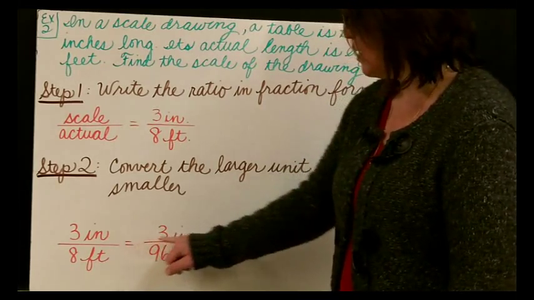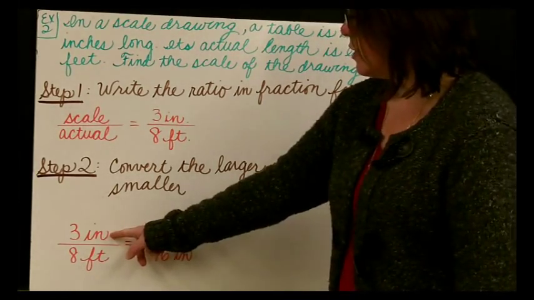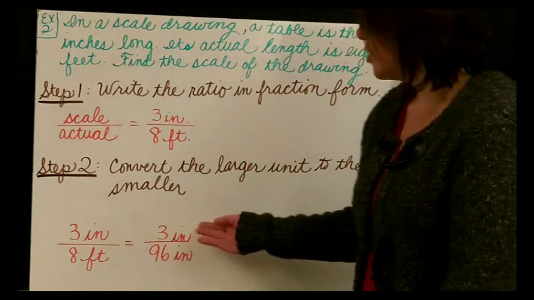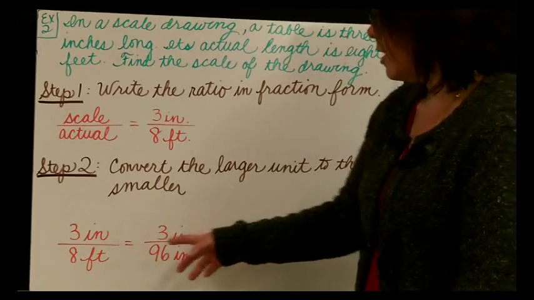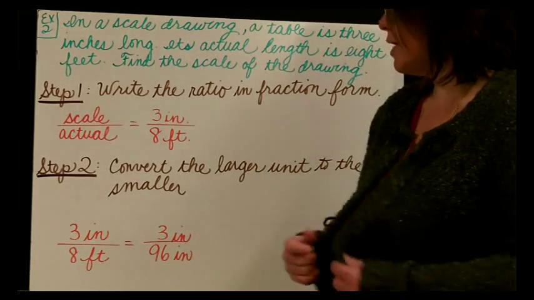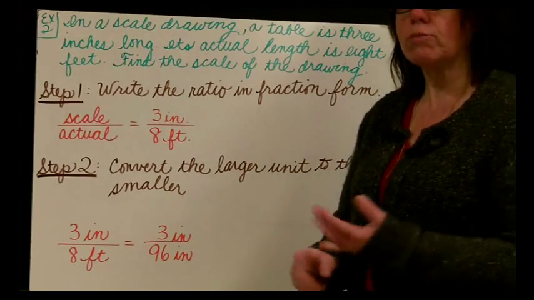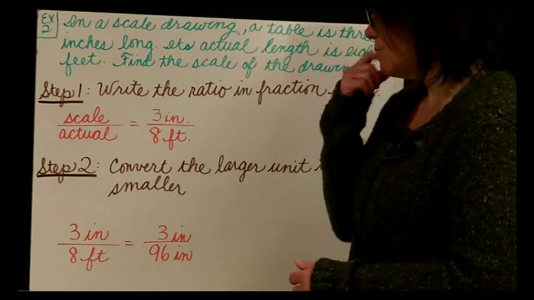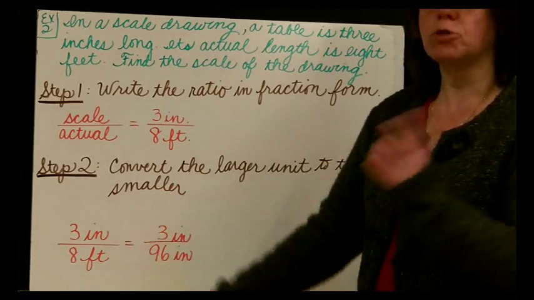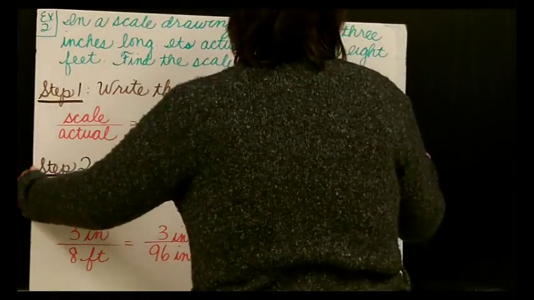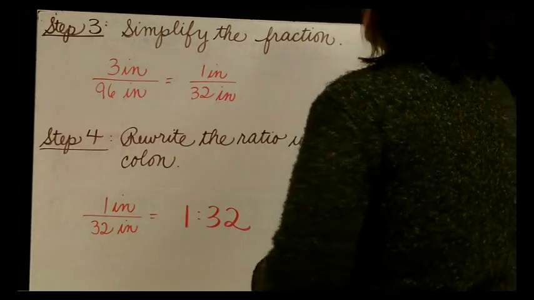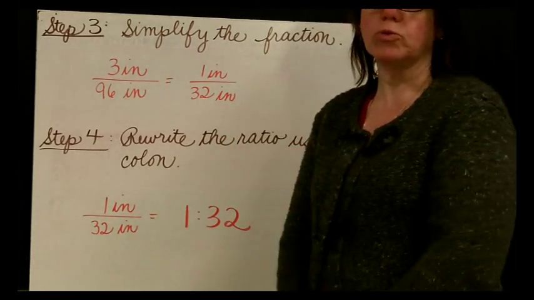So I set up an equal sign and a fraction bar. Since our goal is to work with inches, our 3 inches just gets moved over, it's untouched. But here we converted 8 feet to 96 inches. Because you remember that there are 12 inches in 1 foot. So 8 times 12 would give you 96 inches. Now this is not the end, this is just step 2. We are still working toward finding the scale that's being used.